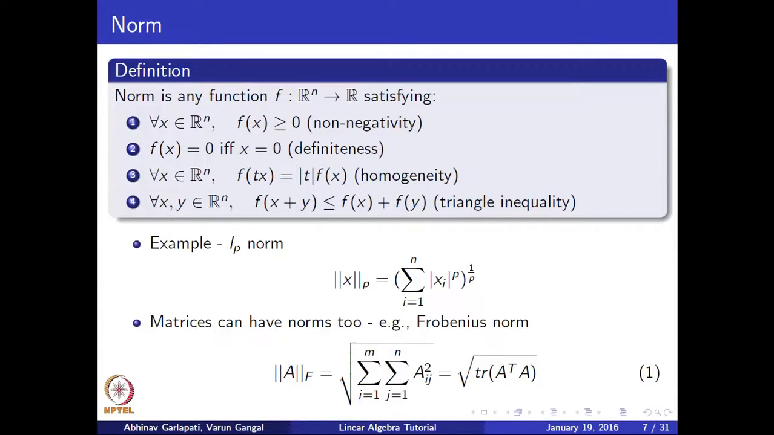For instance, there are norms defined for matrices as well. Here we had defined norms for vectors. So the Frobenius norm is a matrix norm. What it does is it essentially sums up the squares of all the elements and then takes the root of that. This also happens to be equal to the trace of A transpose A. Now the trace of a matrix is simply the sum of its diagonal elements.